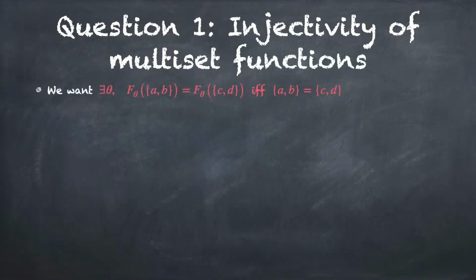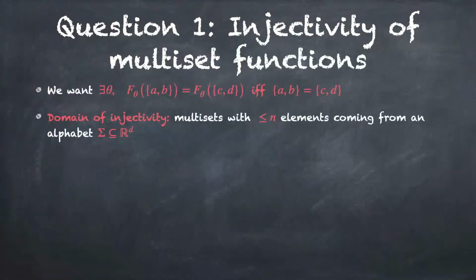This is our first question, injectivity of multiset functions. The functions we'll be interested in are often parametric, so we want them to be injective in the sense that there exists some parameter, or with high probability over the parameter space, the function will be injective. To discuss injectivity formally, we'll need some assumptions on the domain. We're going to be talking about multisets with a bounded number of elements, bounded by N. It should be capital N to be consistent with my notation later on. And they come from some alphabet, which is some subset of R^D.